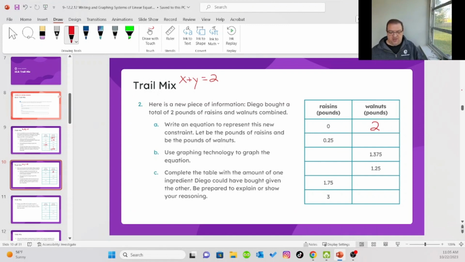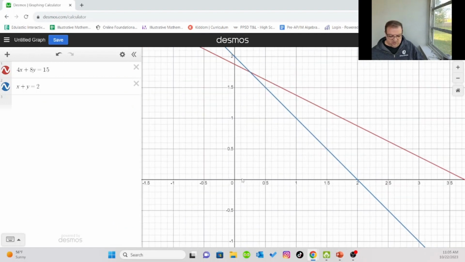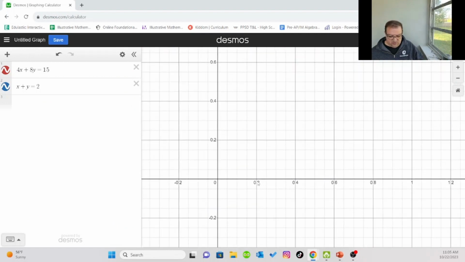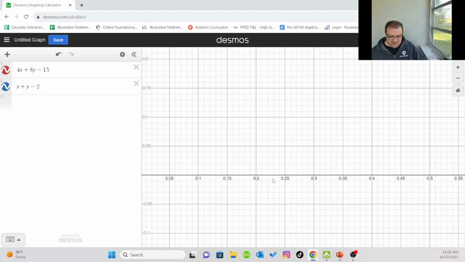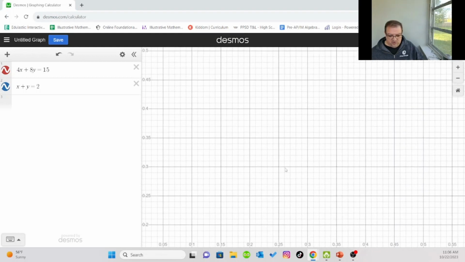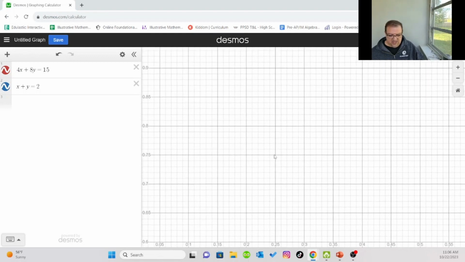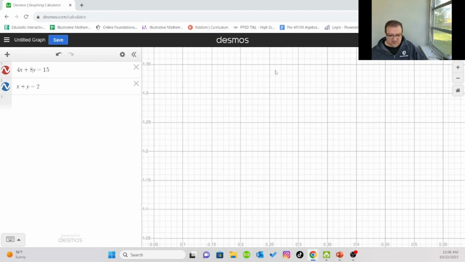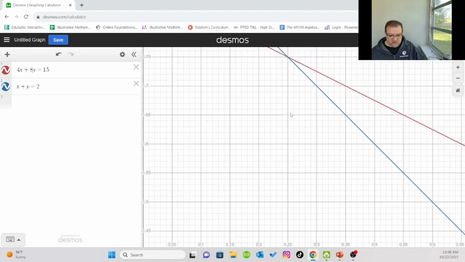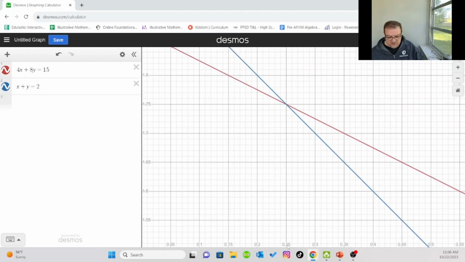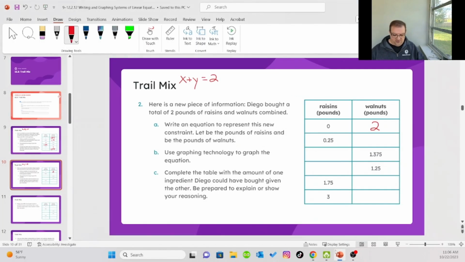Now, what if my x value is 0.25? So I'm going to scroll in until I can get 0.25. And now I'm going to scroll up until I hit the blue line. So at 0.25 on the x-axis, I go up until I hit the blue line. I go left until I find my y value, which is 1.75.